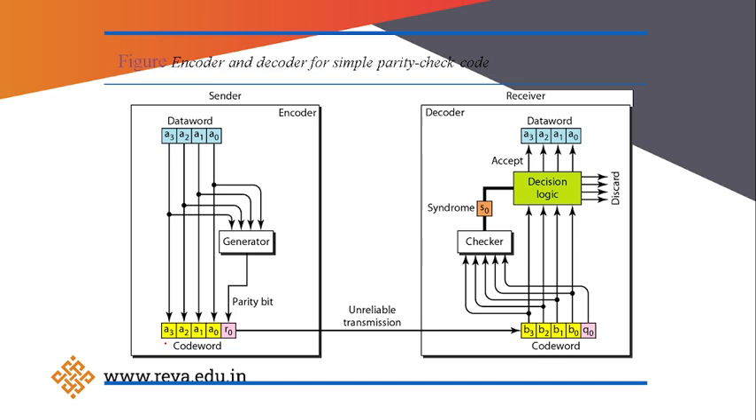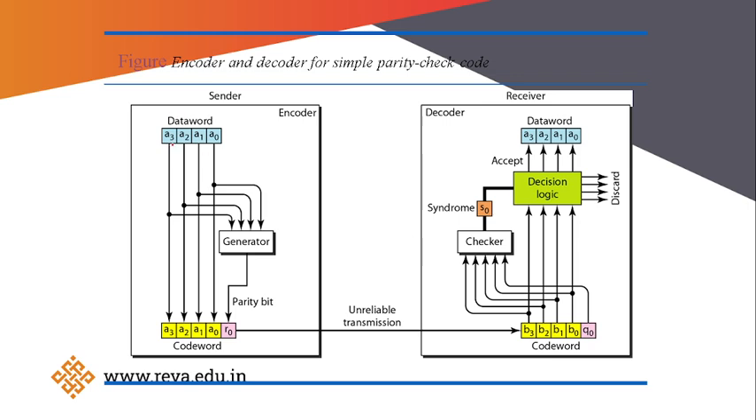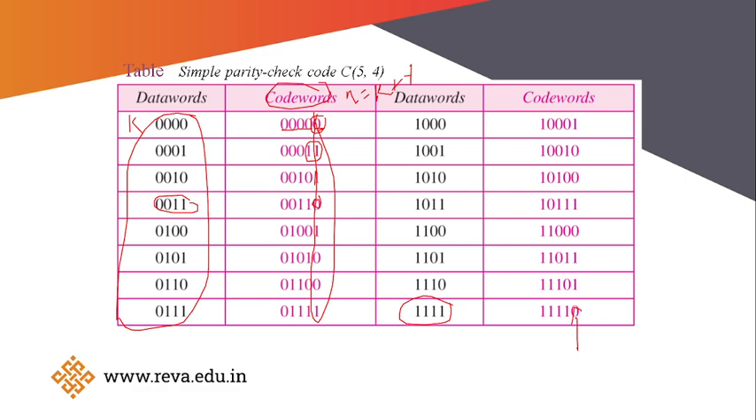Now let us see the working of the simple parity check code. I will take one example, 1111, and see how it is going to detect errors. The same example I am doing. All the data word, which is nothing but k, is sent to the generator. As we already know, the generator will add one extra bit to make an even number of ones, but it is already an even number of ones, so it adds 0.